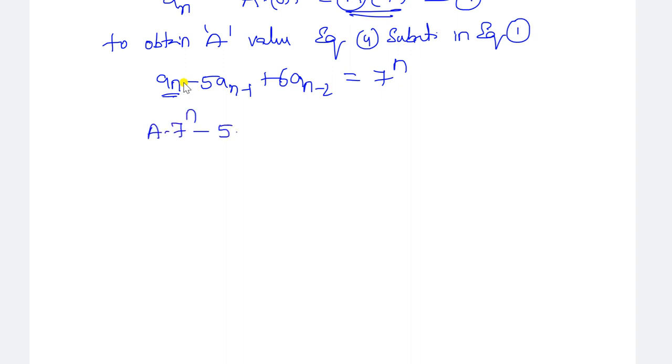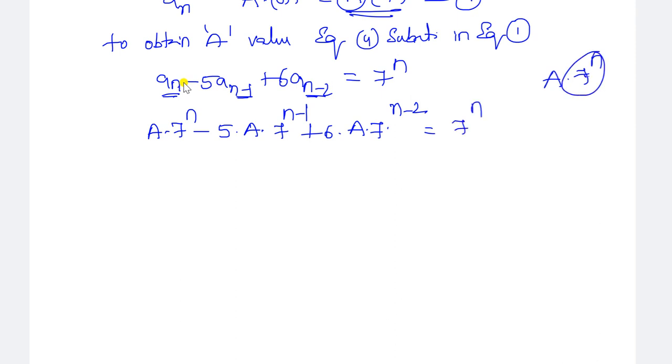Minus 5 into a, in the place of n minus 1, so 5 into a into 7 to the power of n minus 1, plus 6 into a, in the place of n, n minus 2 is there, so 7 to the power of n minus 2. Here in this equation this is in the subscript, but our particular equation is 7 to the power of n, so substitute this value here, equal to 7 to the power of n.